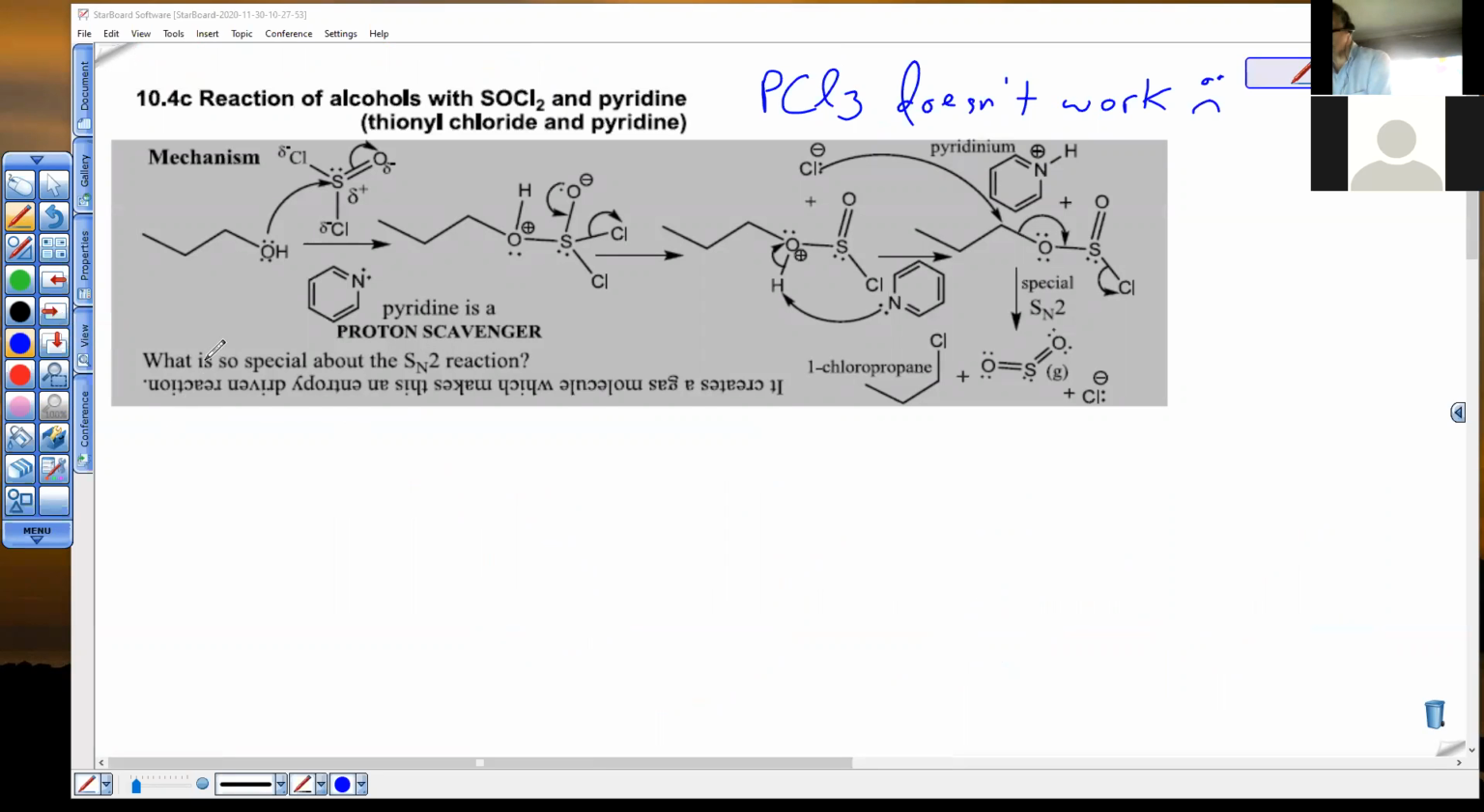We're going to use this chemical here. It's called thionyl chloride. SOCl2 is called thionyl chloride. And pyridine is this guy here. And its role is quite simple. Proton scavenger that knows how to react with strong acids only. Not weak acids like alcohols.